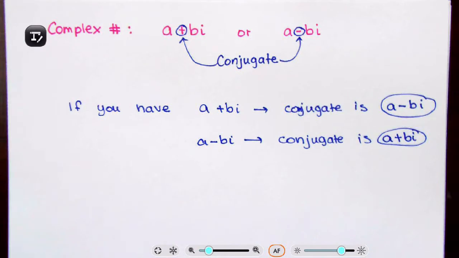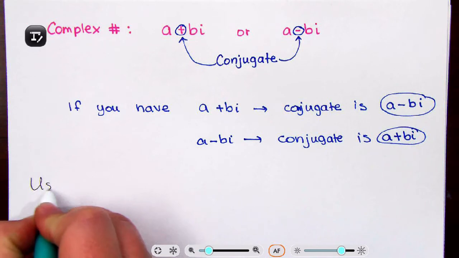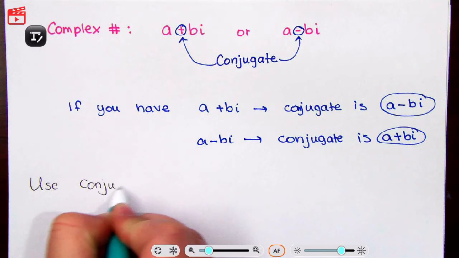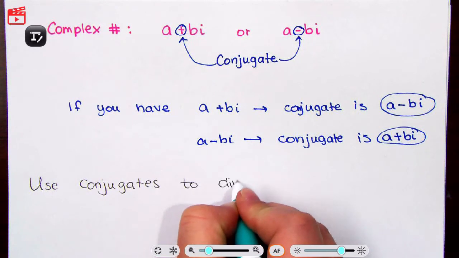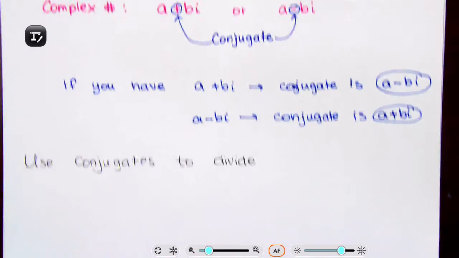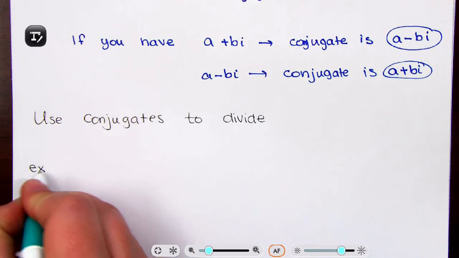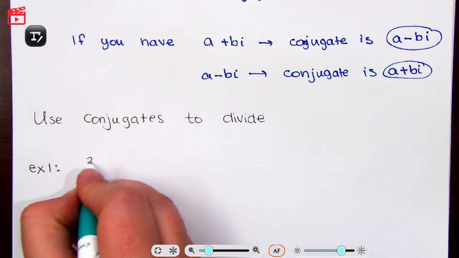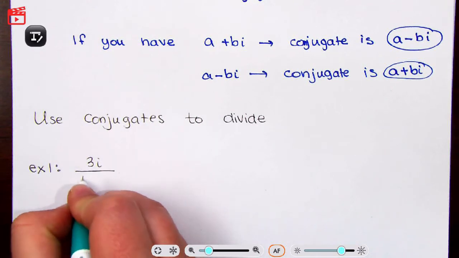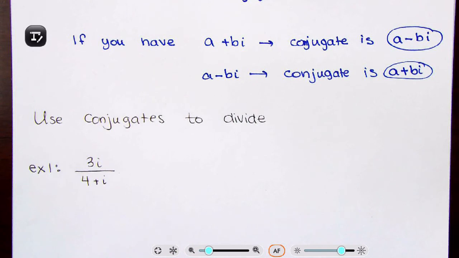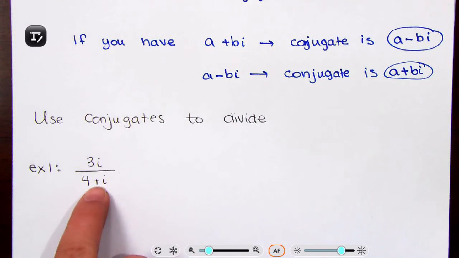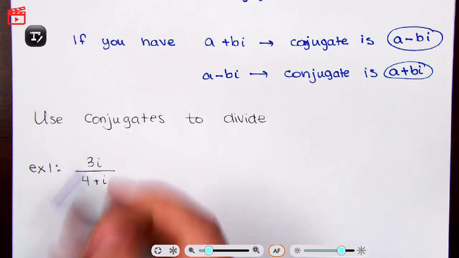Now, when do we use this? We use the conjugates to divide. Now, how do you do that? Well, there's different ways. Let's do an example. Let's do 3i divided by 4 plus i. Now, you use conjugates when you have two terms. So you would not use conjugates if there was no plus here. You would just simply cross out the i's, but you cannot do that because of this pesky plus.